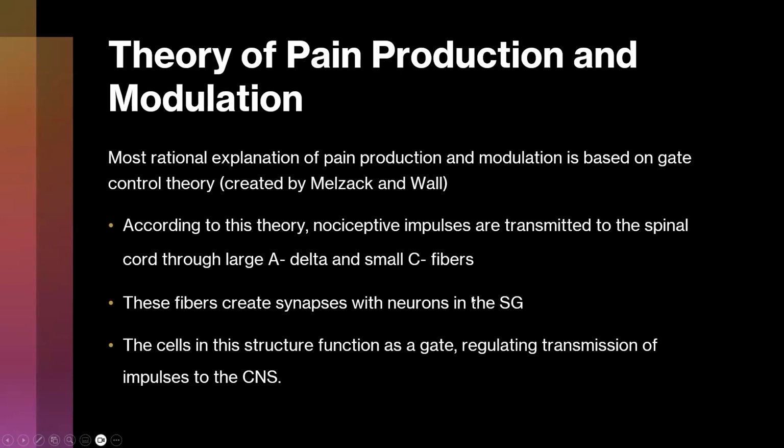Theory of pain production and modulation. The most rational explanation of pain production and modulation is based on gate control theory, which was presented by these two scientists. According to this theory, nociceptive impulses are transmitted to the spinal cord through large A delta and small C fibers. Another question they can ask you is about the size of the fibers. So A delta are large, and C fibers are small. These fibers create synapses with neurons in the substantia gelatinosa. The cells in this structure function as a gate regulating transmission of impulses to the central nervous system.